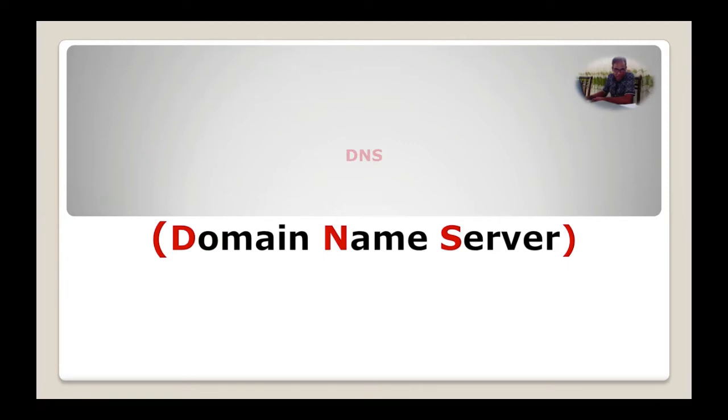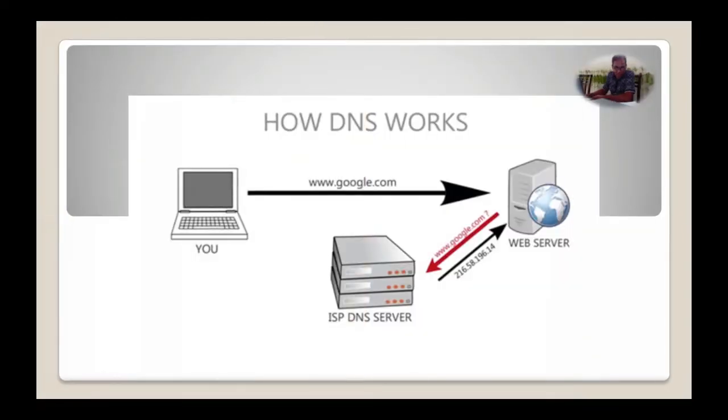Then next we have the DNS server. That is a domain name server. That is a method of converting these web addresses into IP addresses. Here it is happening like this. Now as an example, this is my computer. In my computer I input the www.google.com URL, that means web address.